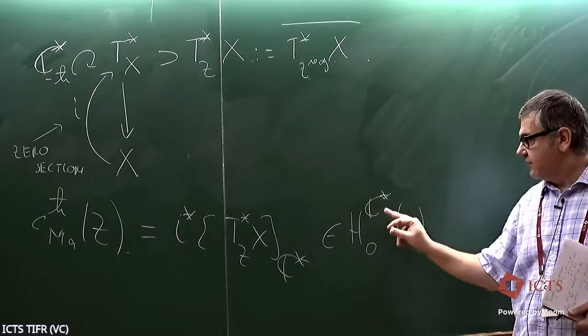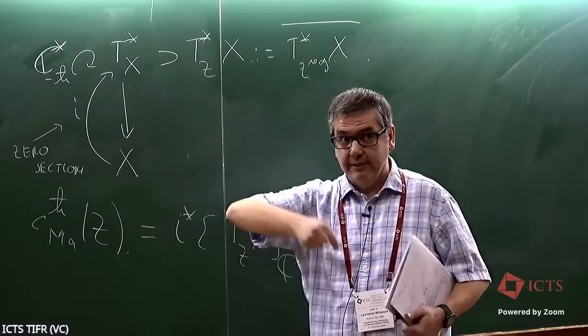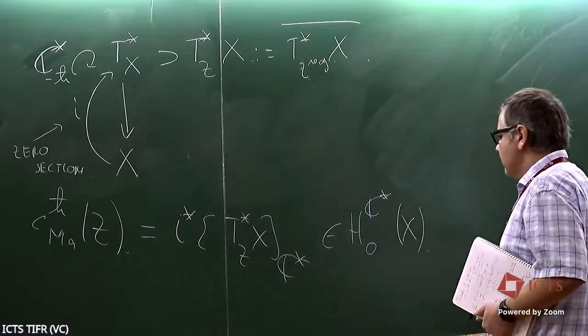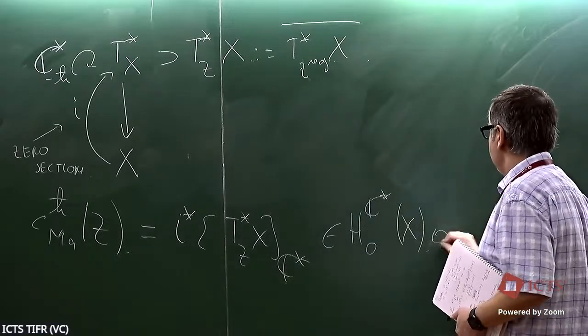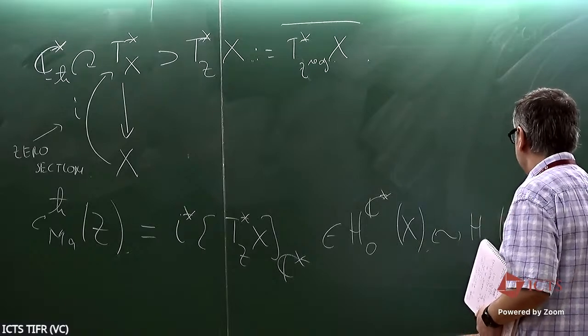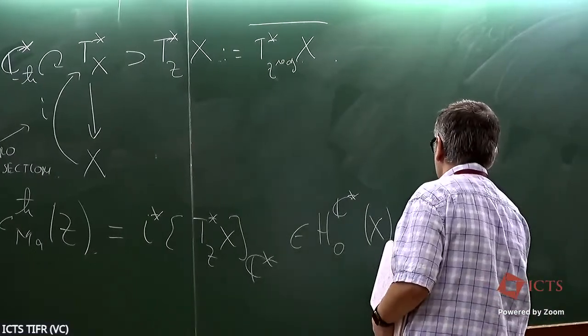Now this C star doesn't act on the base, it doesn't act on the zero section, it only acts on the fibers, it rescales the fiber. So the base is actually fixed under the C star, and because the base is fixed under the C star, this is essentially the same thing as just H star of X, and then you homogenize. So maybe I should say this is included in there.